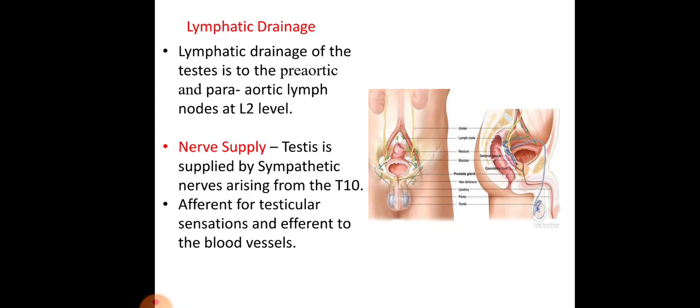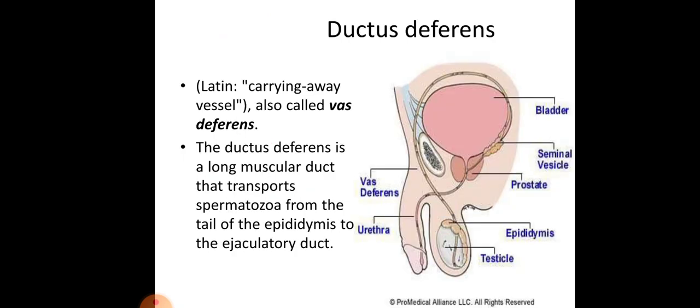Then lymphatic drainage. The lymph from here drains into the pre- and para-aortic group of lymph nodes, and nerve supply is also similar to the testis, that is sympathetic nerves arising from the T10 spinal nerves, afferent for testicular sensations and efferent to the blood vessels.